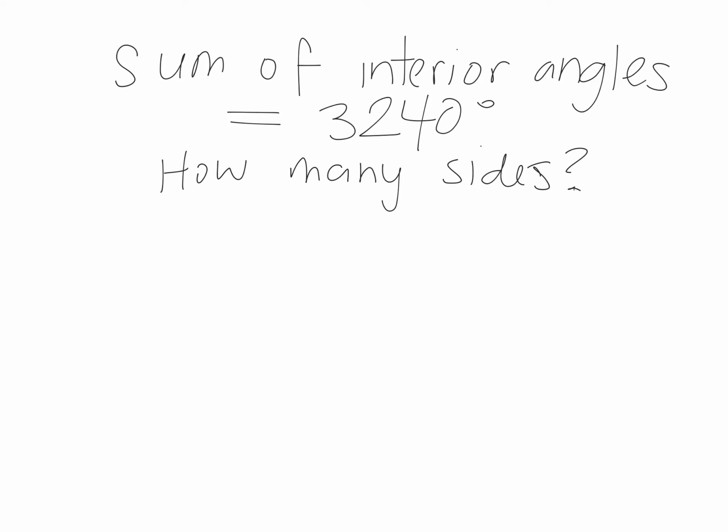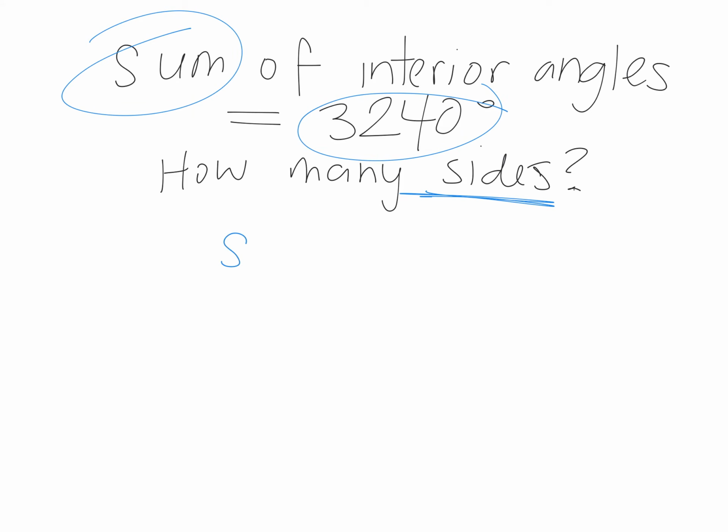In this question, we have to work backwards. This time, we're given the sum. Okay, in the previous question, we had to find the sum. This time, we're given the sum, and we have to figure out how many sides the shape has. So what's the first thing you should write down? The formula.